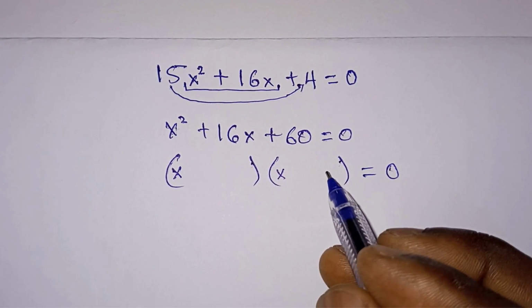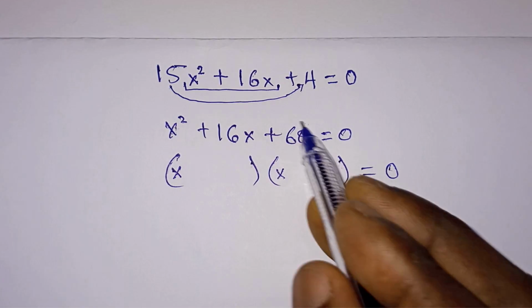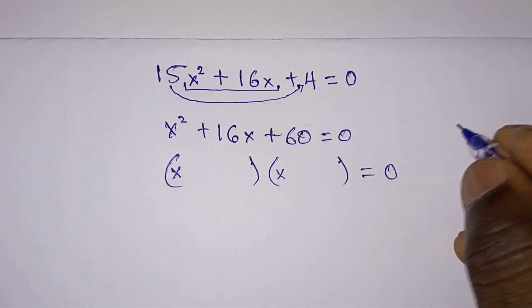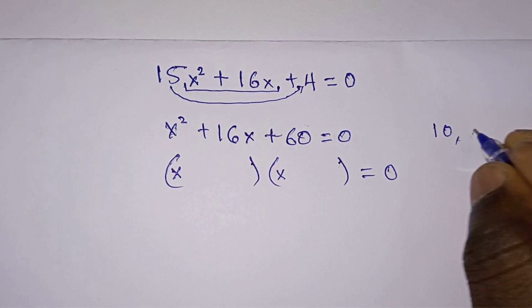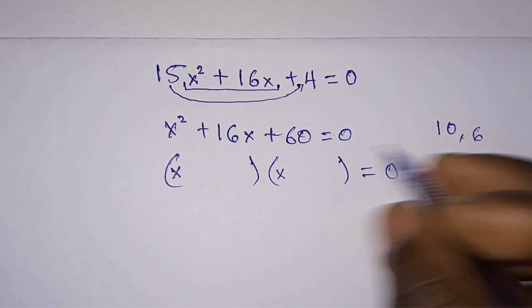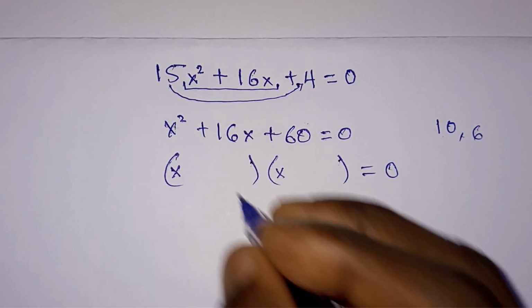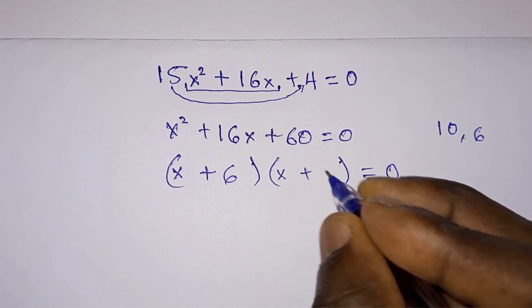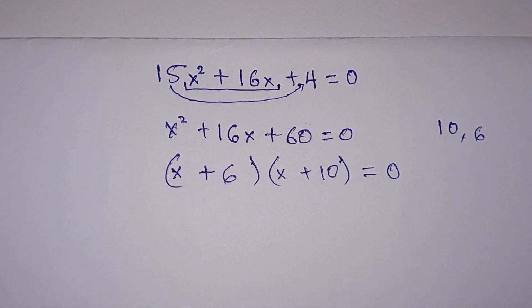Then we will find two values that when you multiply them, you will get 60, but when you sum them up, you will get 16, and the values are 10 and 6. 10 times 6 is 60. 10 plus 6 is 16, right? So we will write 6 here, and then we will write the 10 here.